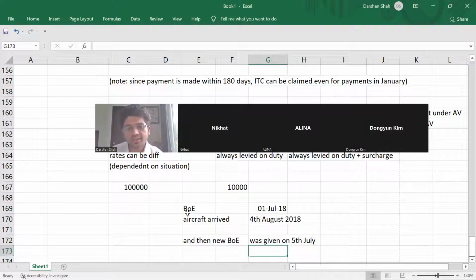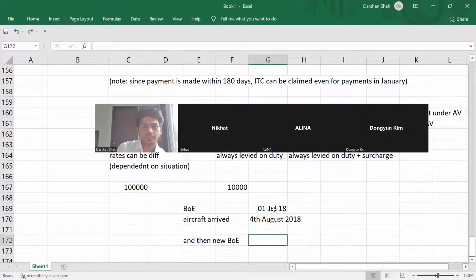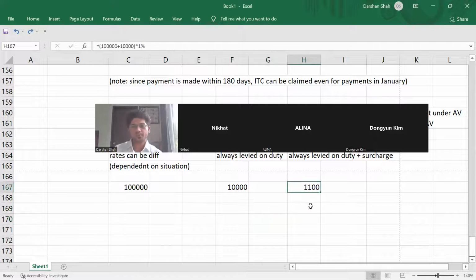Because our rule is that the conveyance, aircraft, vessel or vehicle, should arrive within 30 days. If it has not arrived within 30 days, you have to pass a new bill of entry, and the new bill of entry date becomes the bill of entry date. The old bill of entry date is not relevant. Okay, done.